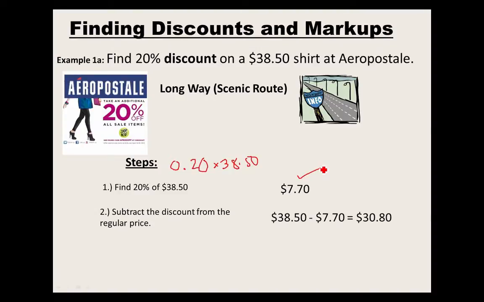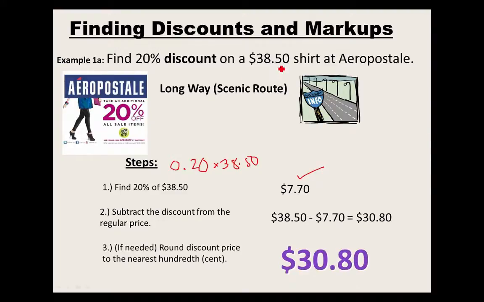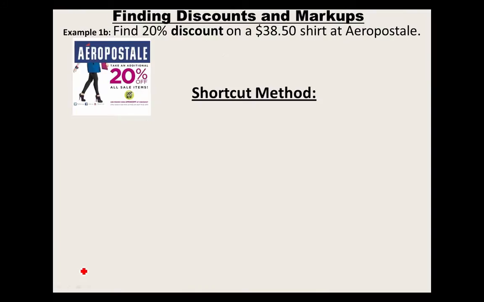So we do the math, $38.50 minus $7.70, and you get $30.80. And if needed, round it. Sometimes, depending on the kind of numbers you're dealing with, you get extra numbers at the end, especially if you're dealing with your calculator. So just round it to the hundredths place if needed. This problem didn't have to do that, but just be on the lookout for that. You never know if you have to do that.